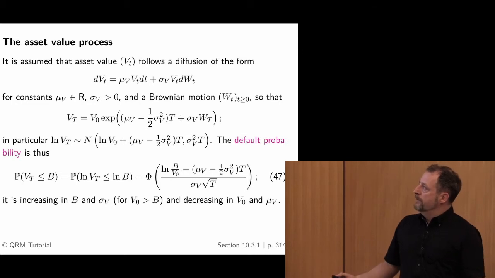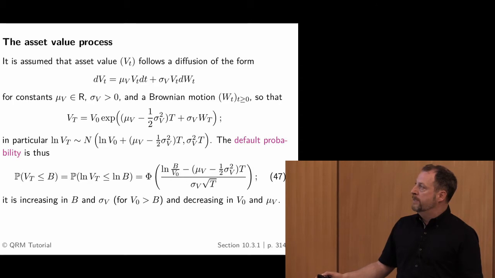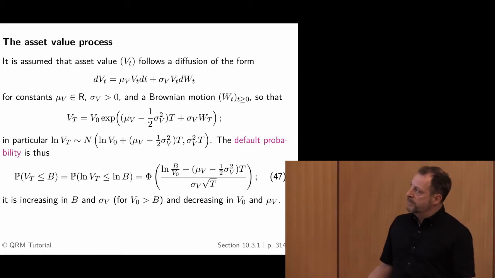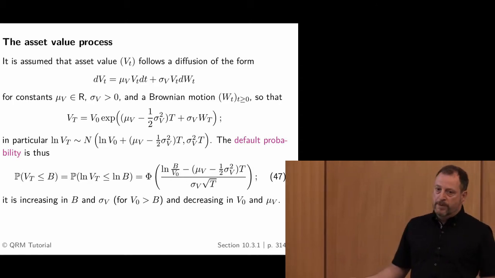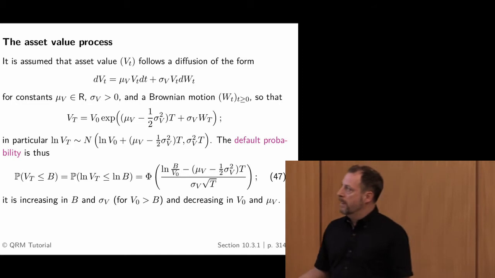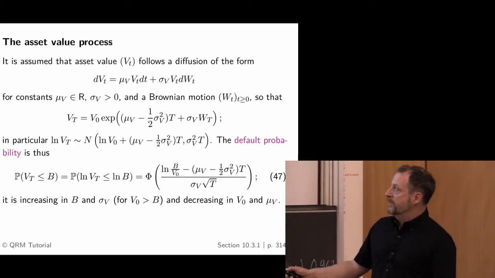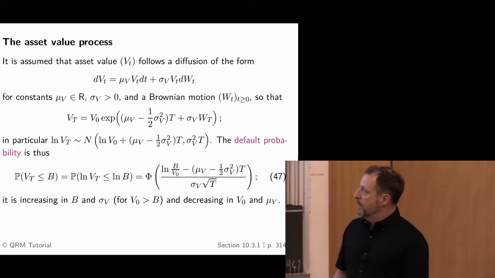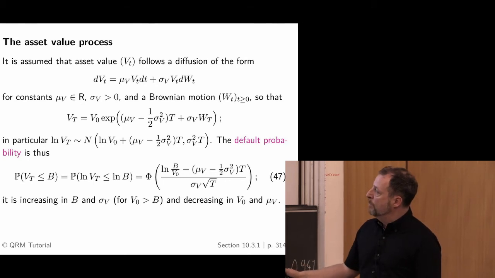And in this model, the default probability is really easy. If this is normal, the default probability must be a normal probability in some sense. It's the probability that the assets do not exceed the nominal of the bond, or that the log assets do not exceed the log nominal of the bond. This is normal, so this is a normal probability.